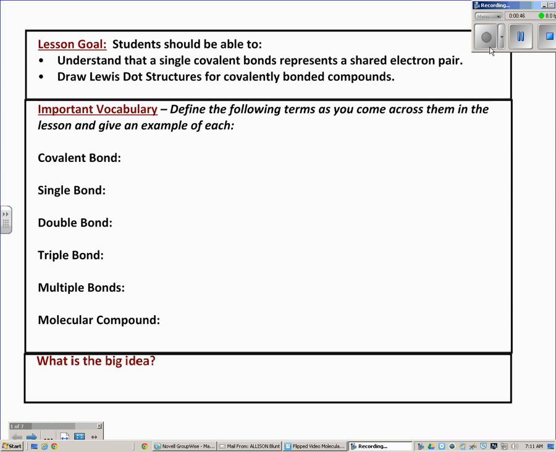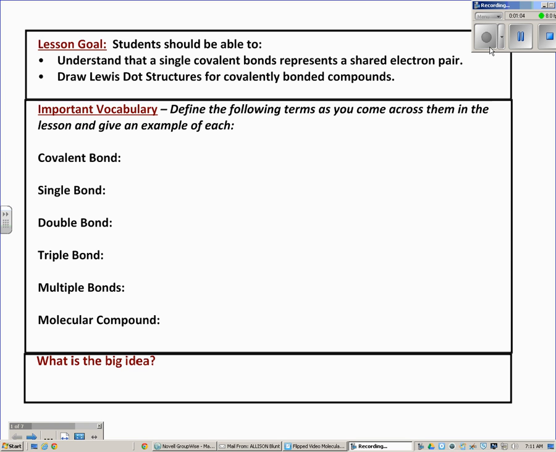Remember, co, like cooperate, co means together, or cooperate. The atoms are cooperating, they're sharing an electron pair. And then we're going to learn to draw Lewis dot structures for covalently bonded compounds. Before we start, though, let's look at the vocabulary.